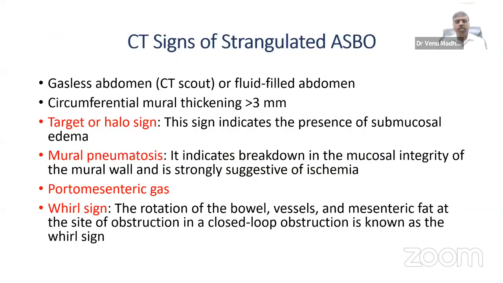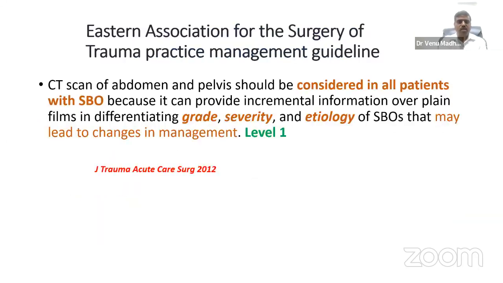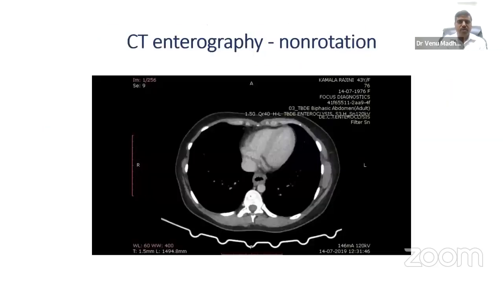So what are the CT scan signs of strangulated bowel obstruction? One is a gasless abdomen or a fluid-filled abdomen, target or halo sign, mural pneumatosis, gas in the portal vein or SMV, and the Will sign. These are signs of strangulated small bowel obstruction. CT scan of the abdomen should be considered in all patients with small bowel obstruction because it can provide incremental information over plain films in differentiating grade, severity, and etiology of small bowel obstructions that may lead to change of management.